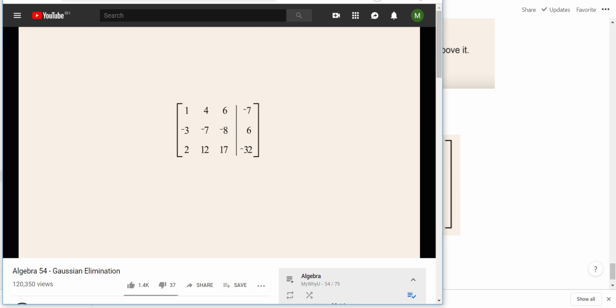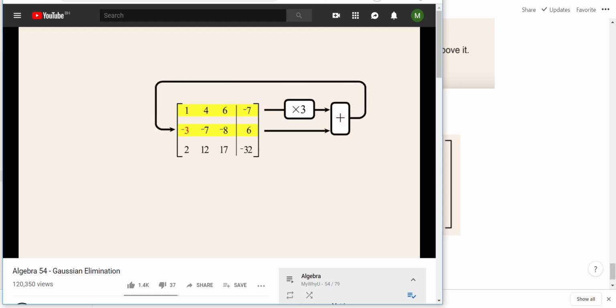Now that the leading entry of row 1 is a 1, we need to change the entries below that entry to zeros. Starting with the entry in row 2, we can zero this entry by using a pivot operation to add 3 times row 1 to row 2, replacing row 2. The other entries in row 2 will also change, but this doesn't matter. All we care about at this point is making the first entry in row 2 0.